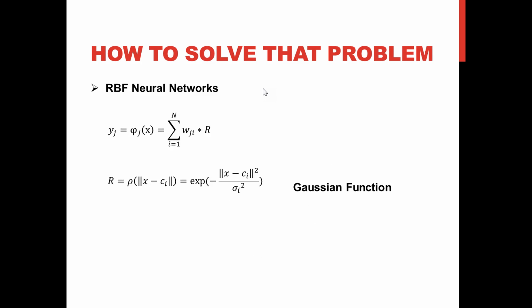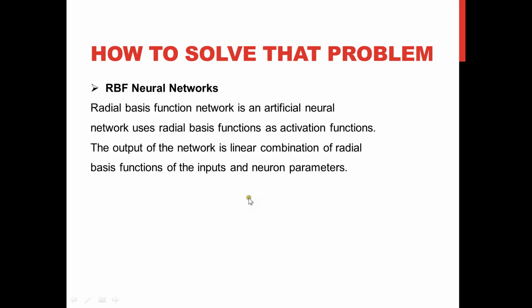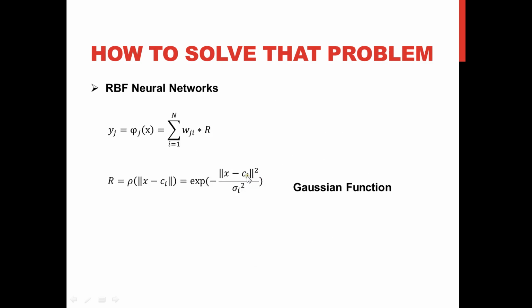Here is the equation of the RBF neural network, and this means the j-th output is a linear combination, where W is the weight, the linear combination times R. R is a Gaussian function defined by this. So this is a linear combination, and this is a Gaussian function applied on these hidden neurons. And this Ci and sigma i are the parameters of the Gaussian function.